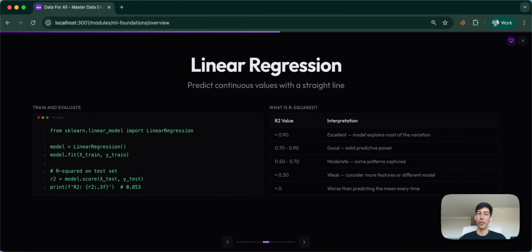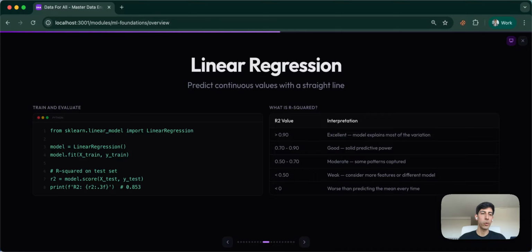Alright, our first model, linear regression. Simple. It draws a line through your data that minimizes the distance between the predicted and actual values. The equation is simple. Price equals some weight times square feet, plus some weight times bedrooms, plus some weight times age, plus a constant. 3 lines of code. Create the model, fit it on training data, evaluate it on test data.